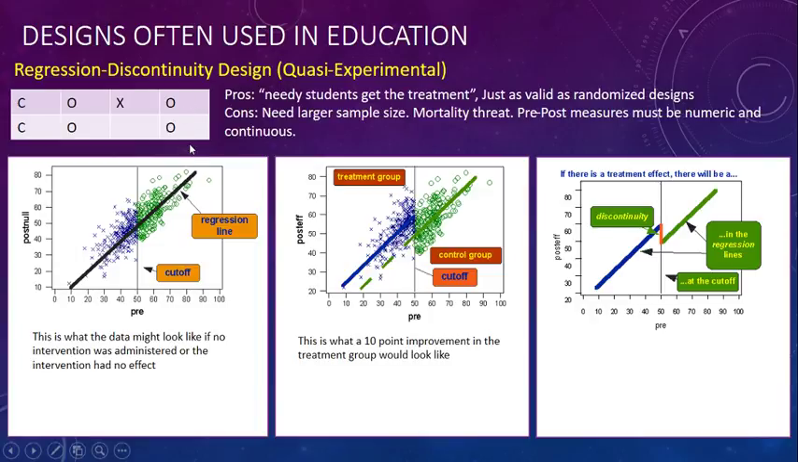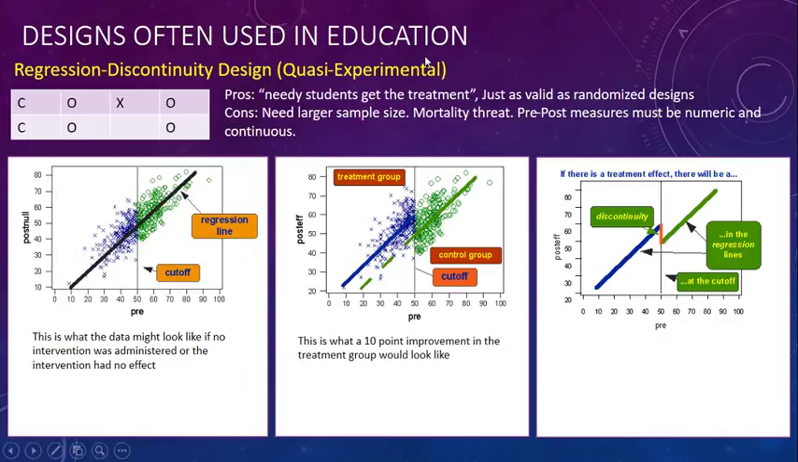So obviously, we talked about some of the pros here to doing this. And some of the cons are that in order to get the same kind of statistical accuracy you would with a true randomized experiment, you need a larger sample size. So we already discussed that pre and post measures must be numeric and continuous.